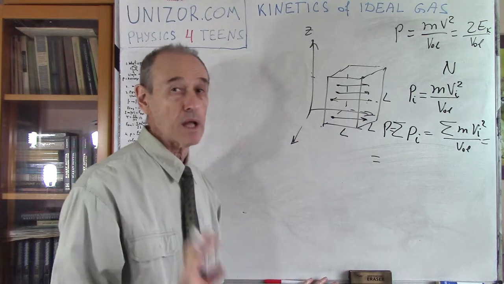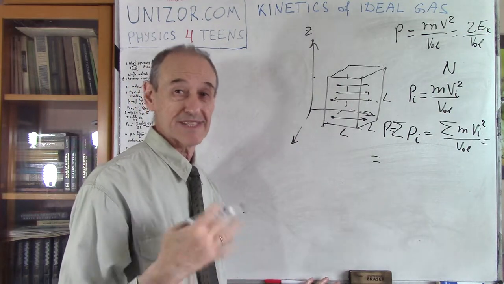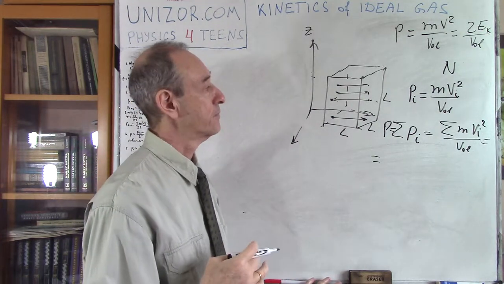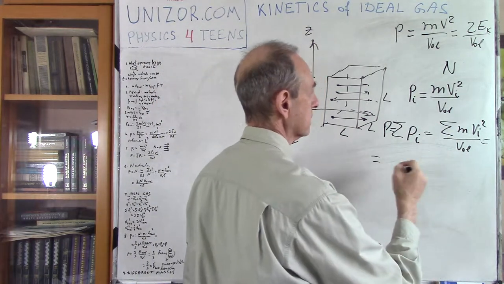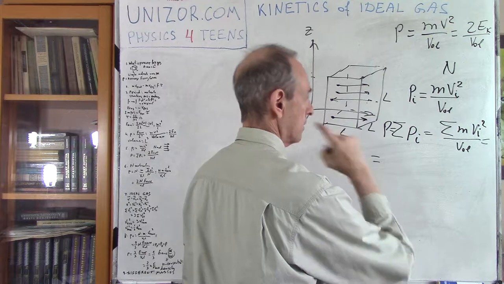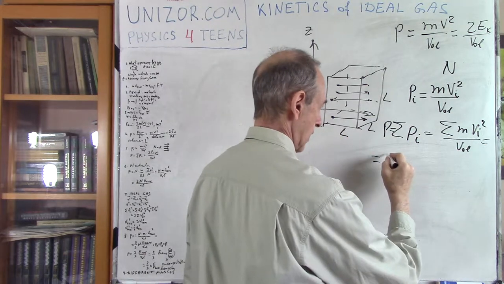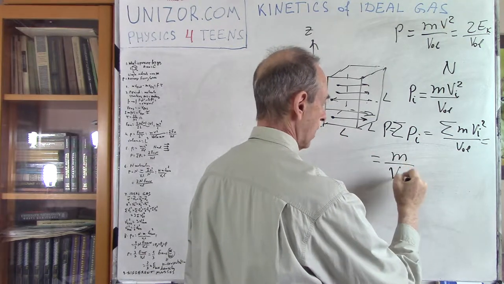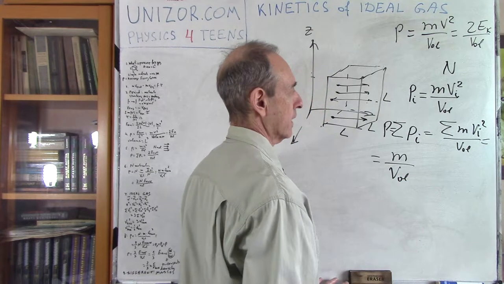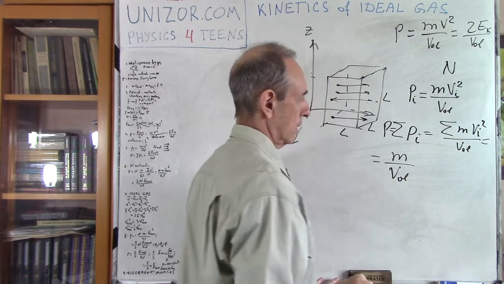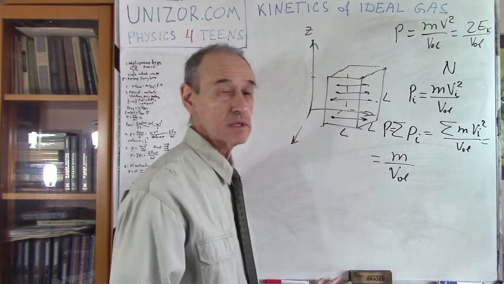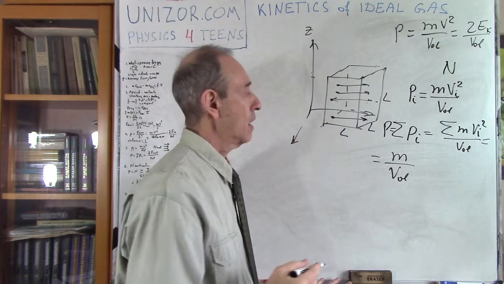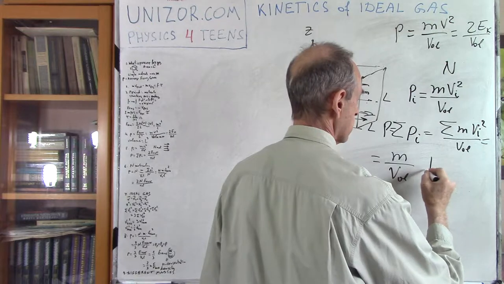Now, if m is constant, which means all the molecules have the same mass, then I can express it slightly differently. So I will put m divided by volume outside, and instead of summarizing all my speeds in square, I will rather do this.